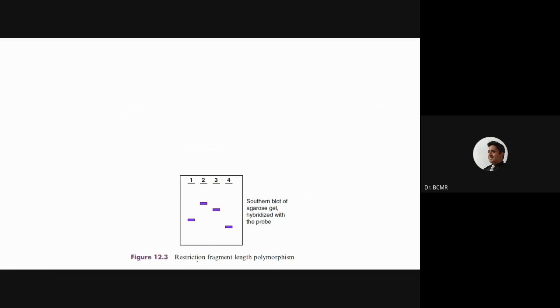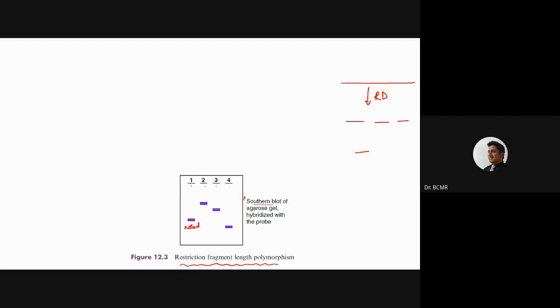So here we are going to restriction fragment length polymorphism. I'm going to give you this gel, 1, 2, 3, and 4. Assume 1 as normal. What is restriction fragment length polymorphism? You take DNA and you digest it with one restriction enzyme, and then it might give fragments like this. When you run the electrophoresis, it might give a band.